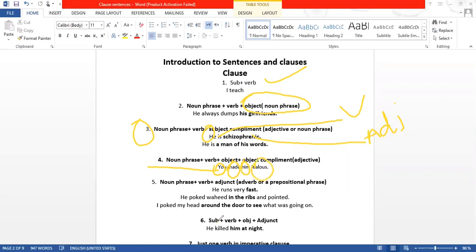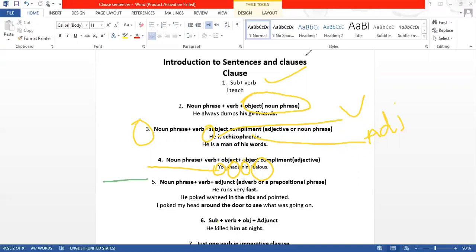So see the formula. If you want to write the formula, it will be a noun phrase or noun, he is the noun, the verb is made, the object is him, and the object complement, which is an adjective, is jealous. So jealous is the adjective, so it has a different formula. Now we can have it in another way. The fifth one, the formula is noun phrase, verb, and adjunct.